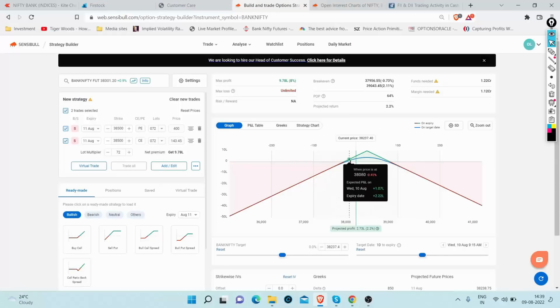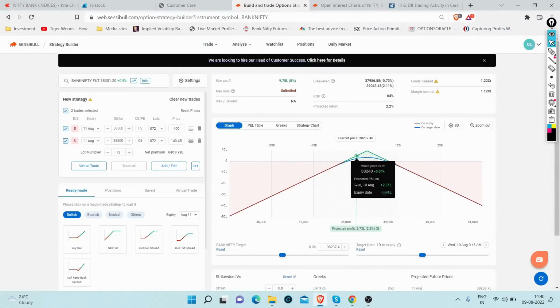Until and unless the market breaks 38,000, we are going to hold the trade. The moment the market is settling below 38,000, we are going to exit the trade completely. It is okay even if we don't come in profit. Even with a minor loss of 1 lakh, 1.5 lakh, we are totally okay to take it. So the moment the market closes below 38,000, we are going to exit all the trade.